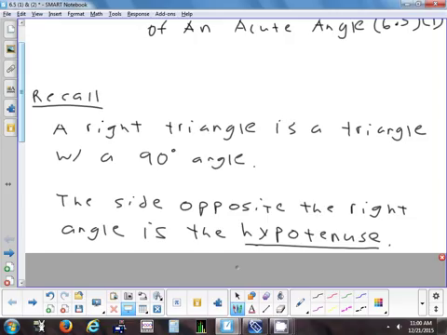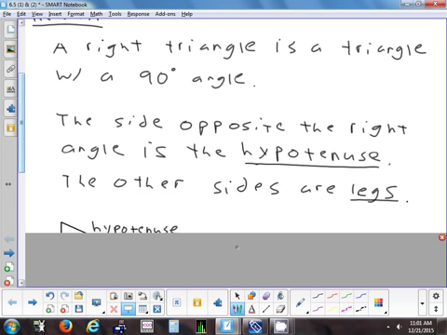The side that's across from that right angle, or 90-degree angle, is your hypotenuse. And how about the two other shorter sides? Opposite and adjacent. We're going to talk about opposite and adjacent, that's important. But in general, what do we call the short sides? Legs. Yeah, the legs.